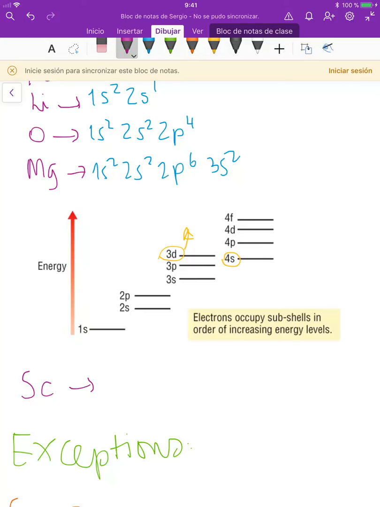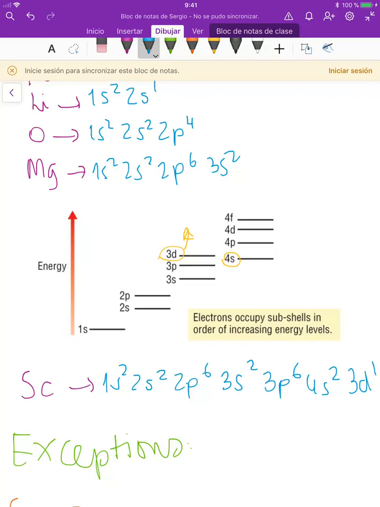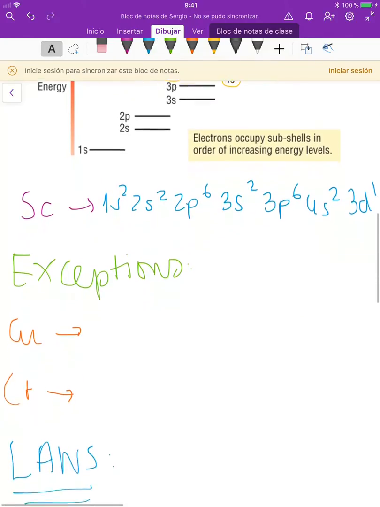Scandium is 1s2, 2s2, 2p6, 3s2, 3p6, and finally we get to the 4s2. So remember, it's first 4s around the 3d and then 3d1. Remember that up to 10 electrons can fill in a d subshell. Although there are some exceptions, of course.